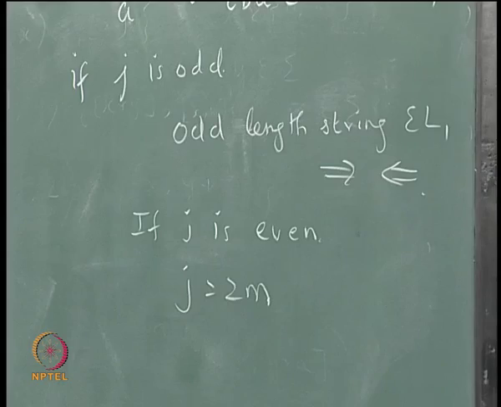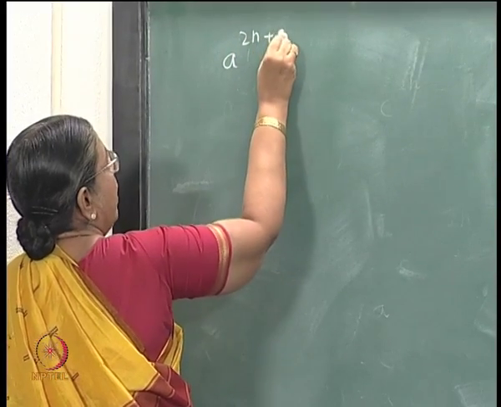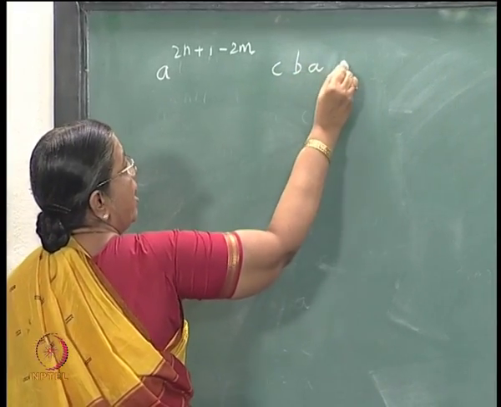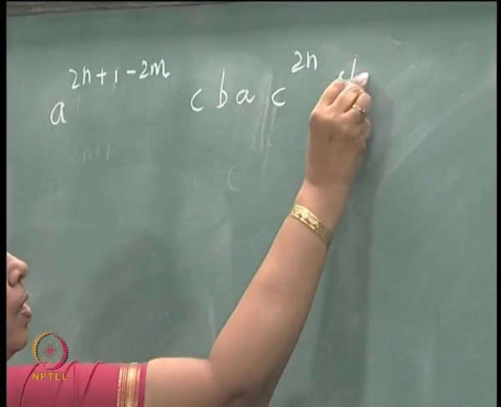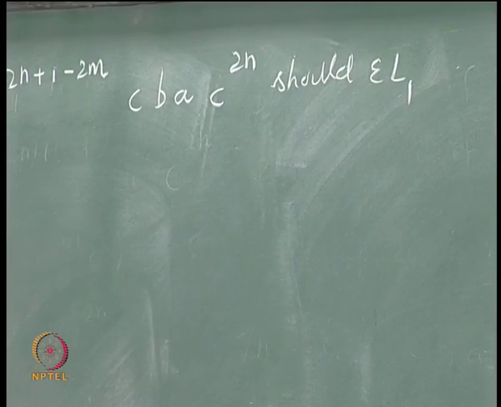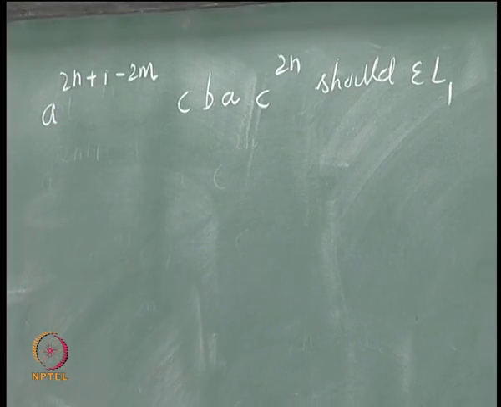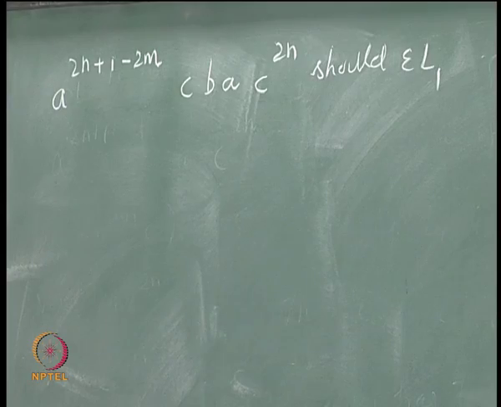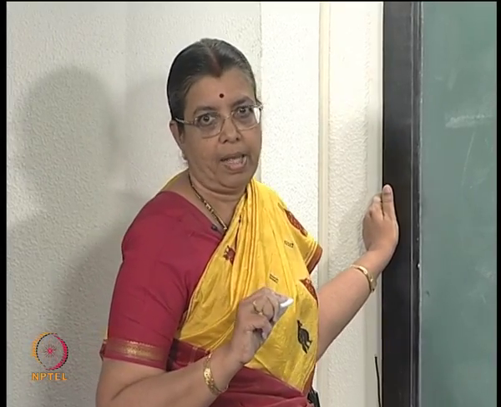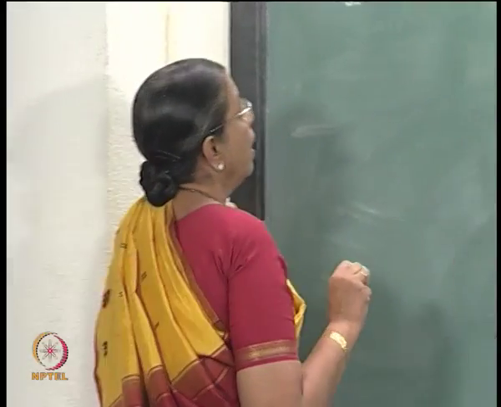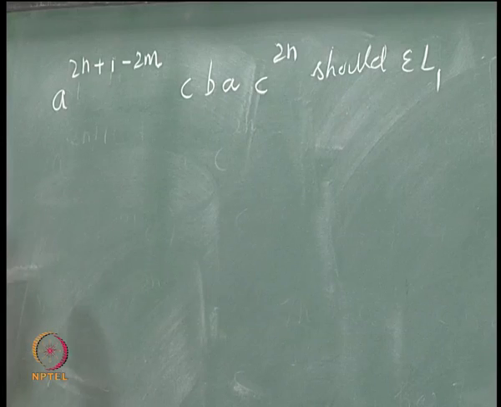You come to the conclusion a power 2n plus 1 minus 2m, CBA C power 2n should belong to L1, okay. We have to show that this cannot happen. If j is odd, we have already seen. Now, this you cannot do in one step, you have to consider several possibilities.